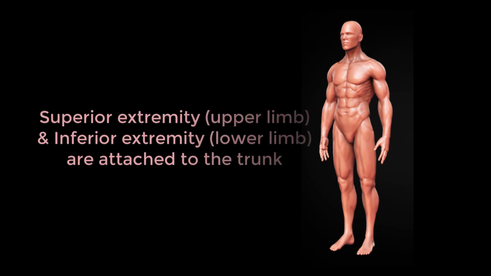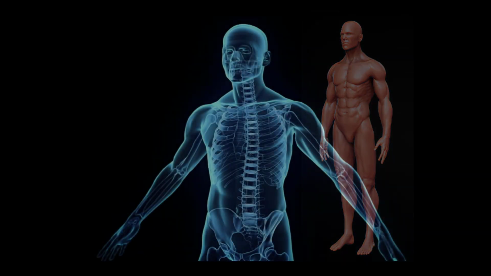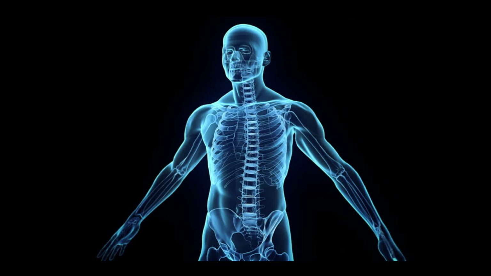Extremities or limbs are attached to the trunk of the human body. Superior extremity is attached by shoulder joint and inferior extremity by hip joint. End of limb attached to the trunk can be termed as root of the limb.